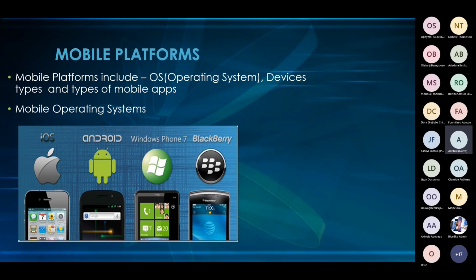Then we have, so let me talk about Windows. You know, the Windows operating system is basically what we use for our desktop and laptop as well. And the operating system is by Microsoft, so it's a Microsoft product.